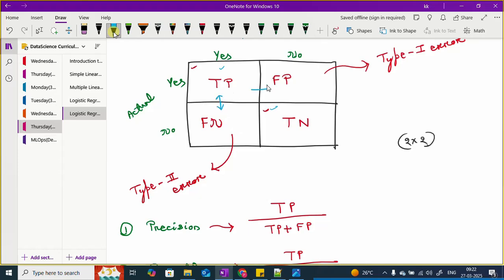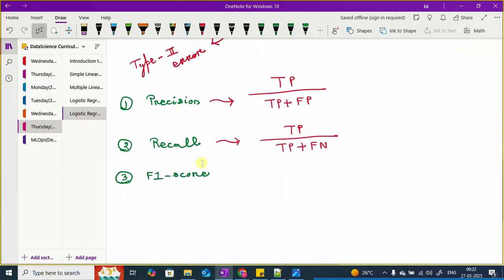For precision, it will be like this. For recall, it will be like this. Okay. Now coming to F1 score, as you know, this is the harmonic mean of precision and recall. Harmonic mean. You might have known arithmetic mean, harmonic mean in mathematics in childhood, right?